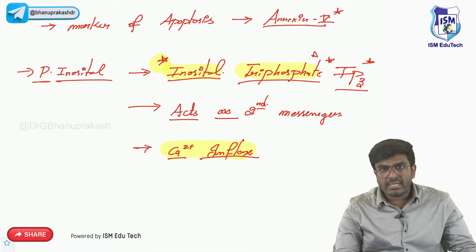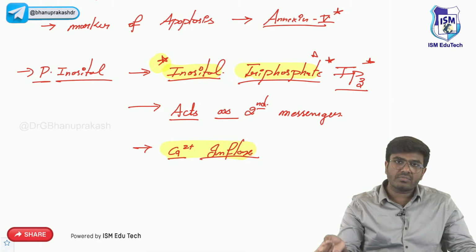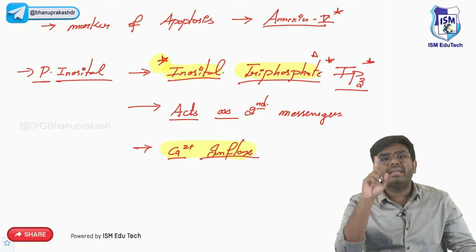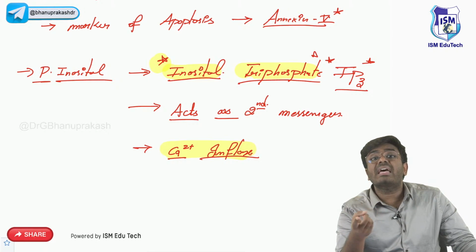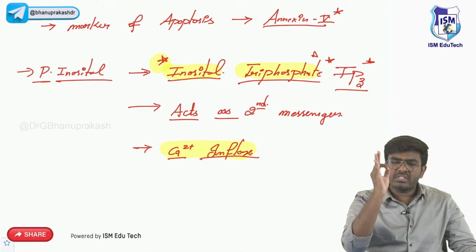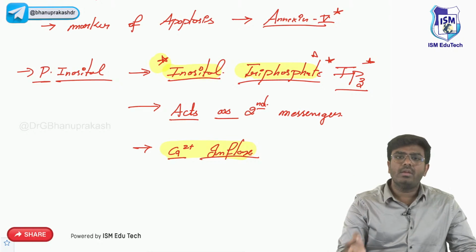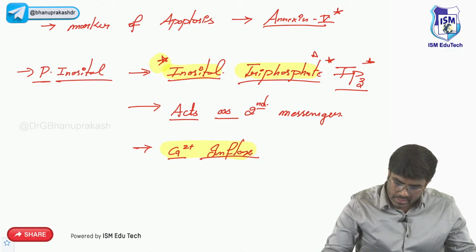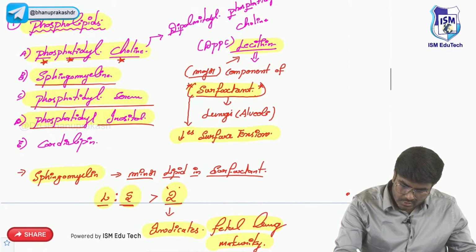Inositol triphosphate, also called IP3, or phosphatidylinositol. It acts as a secondary messenger. It allows the calcium into the cell. Direct question: which phospholipid brings calcium into the cell? IP3, inositol triphosphate. Okay, inositol triphosphate is also completed.